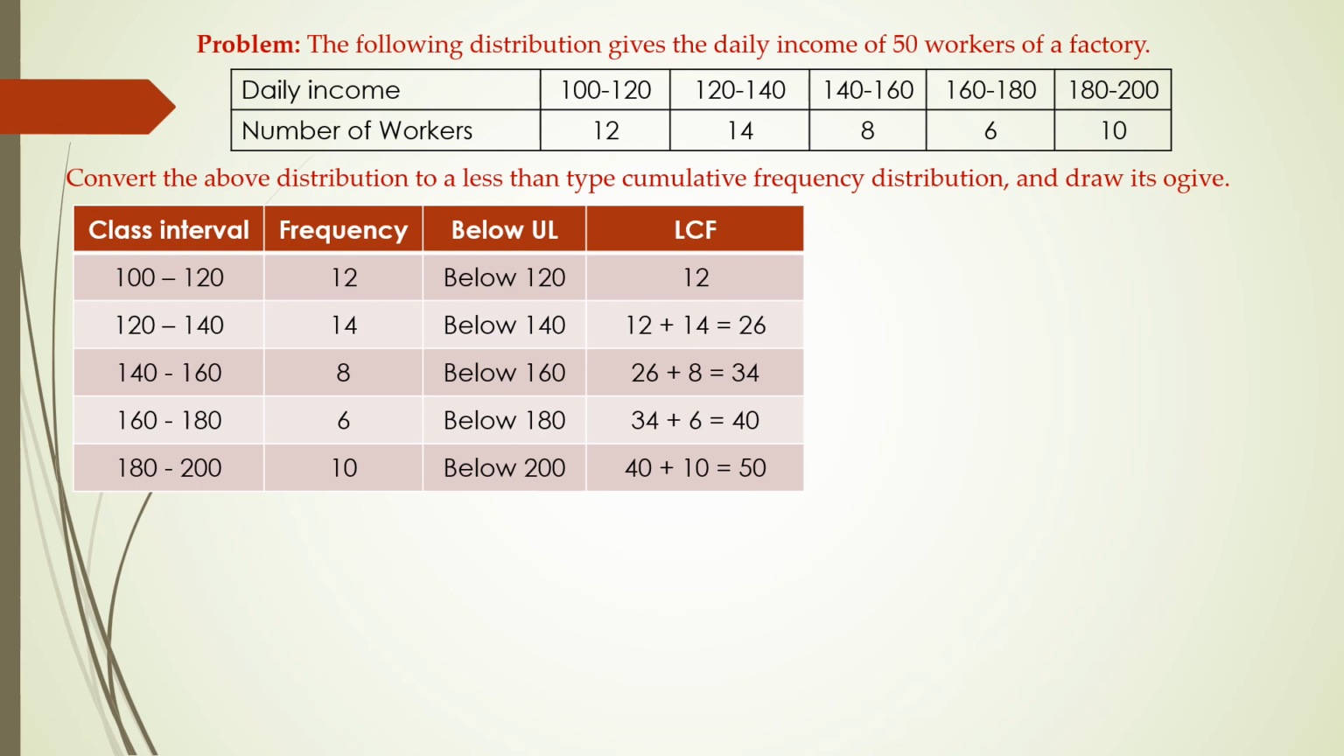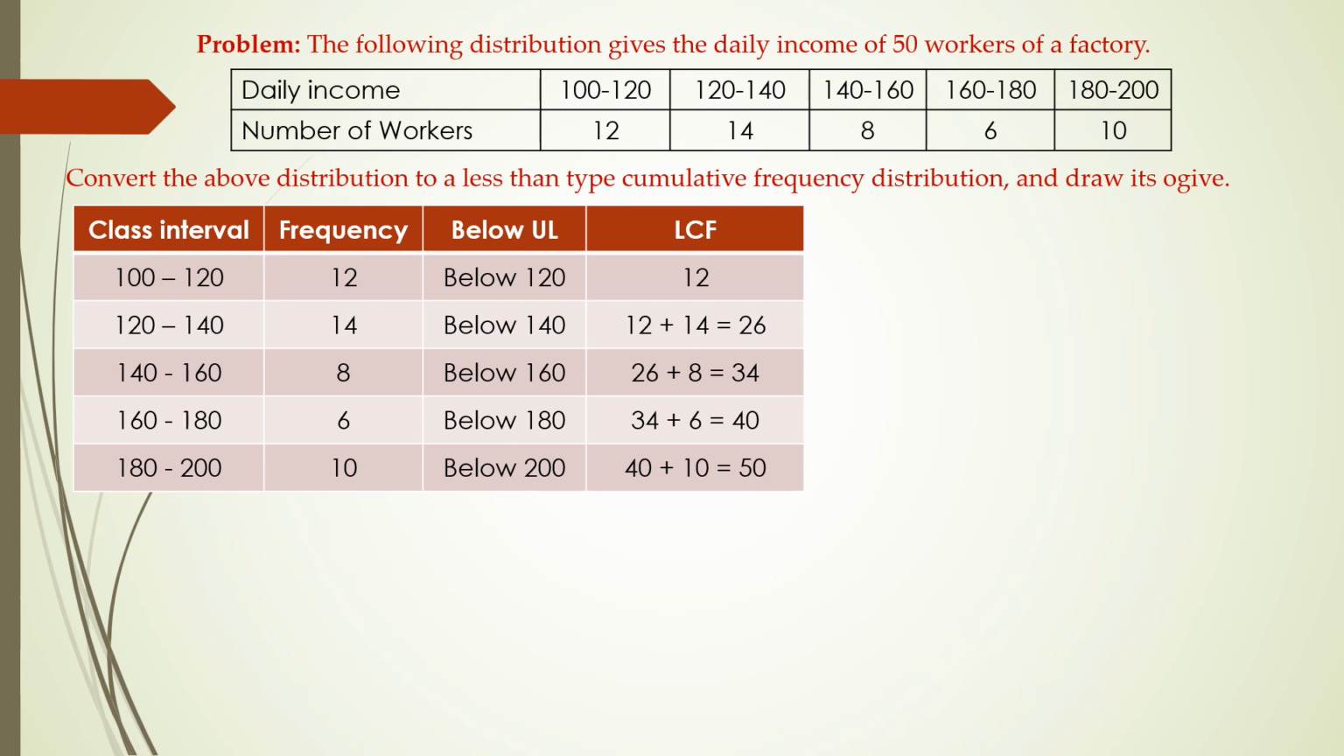And this can be calculated in this manner also. Just copy the frequency of the first class interval in LCF as both are equal. And to find the cumulative frequency of the second class interval, add these two, 12 plus 14, you will get 26. And add 26 plus 8, you will get 34. 34 plus 6 will get 40. 40 plus 10 will get 50. In this way, we can calculate the respective less than cumulative frequencies. Now, this is the less than type cumulative frequency distribution table.